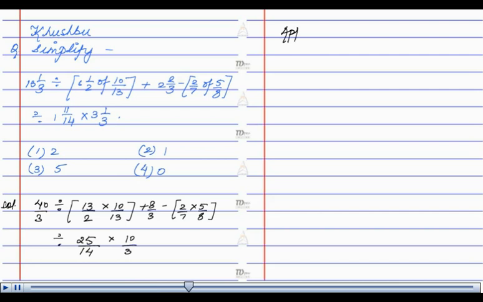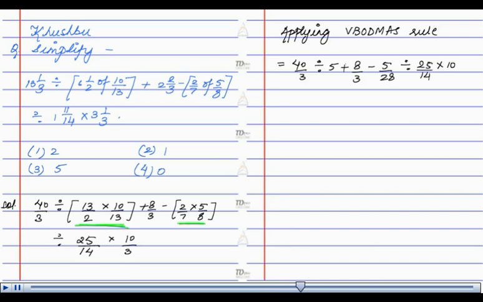Applying the BODMAS rule, the expression becomes 40 by 3 divided by 13 by 2 into 10 by 3, which comes out to be 5, plus 8 by 3 minus 2 by 7 into 5 by 8, which comes out to be 5 by 28, divided by 25 by 14 into 10 by 3.